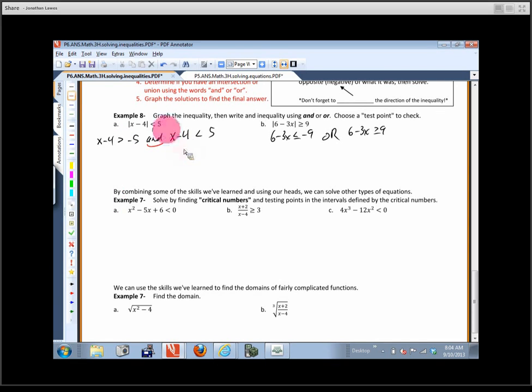So we just solve each one of these, and I'm going to use a different color for each one. So I'm going to add 4. This is going to be x is greater than negative 1. And then if I add 4, this is going to be x is less than 9. And the word that connects the two of these is and. And what did and mean?